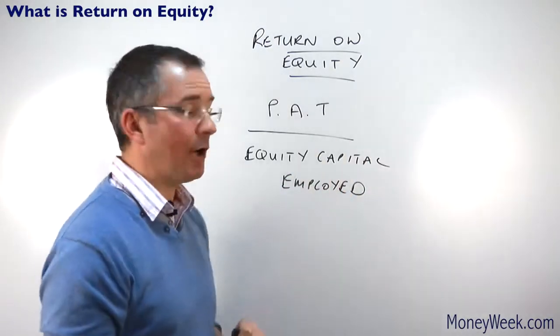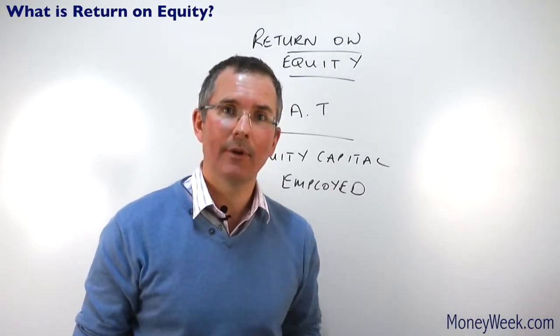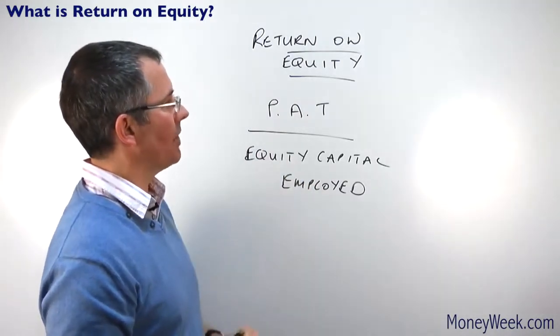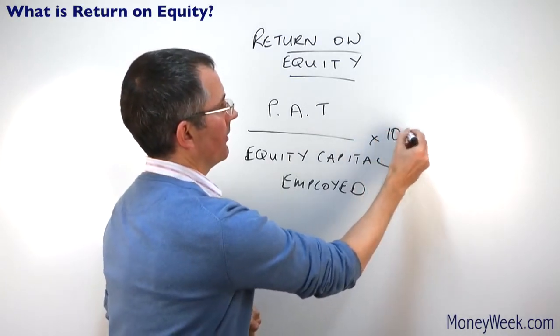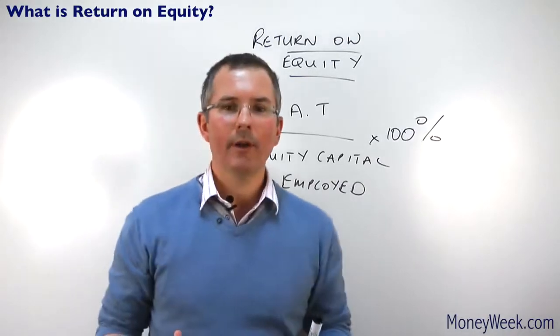Now, for anyone who thinks I'm going a bit quickly at this point, I'll refer you to a couple of videos at the end, which will give you the background. Okay, so profit after tax over equity capital employed, and just for good measure, it's normally expressed as a percentage. So we can multiply by 100% to get the answer. All right, so how would that work in principle?